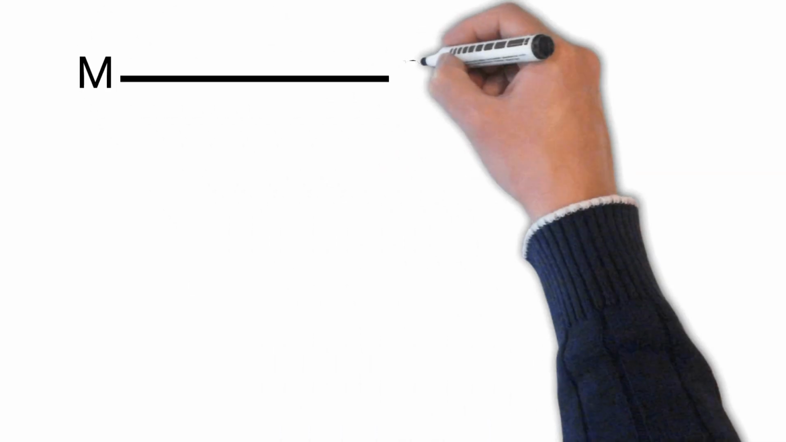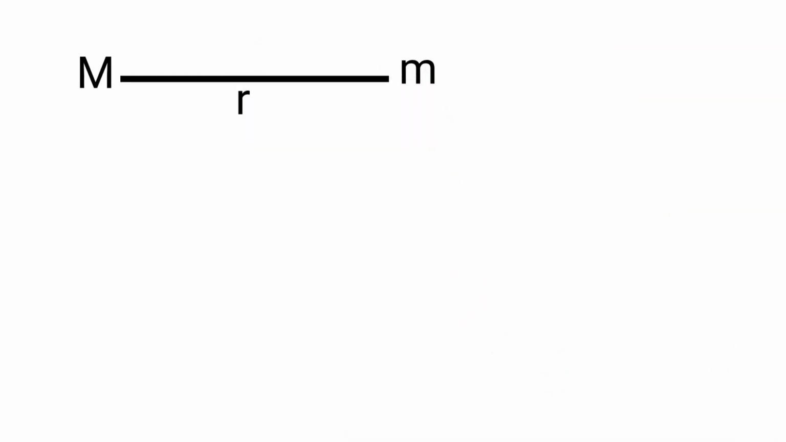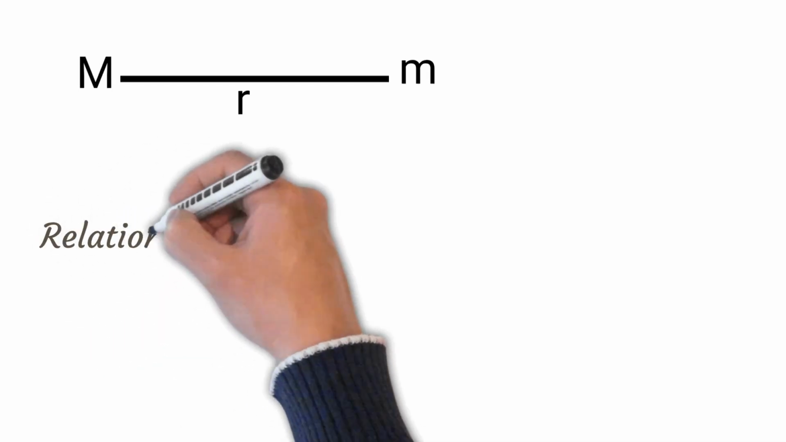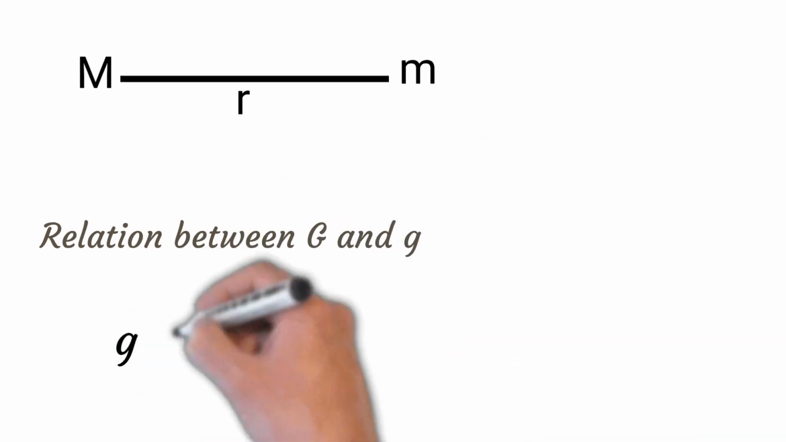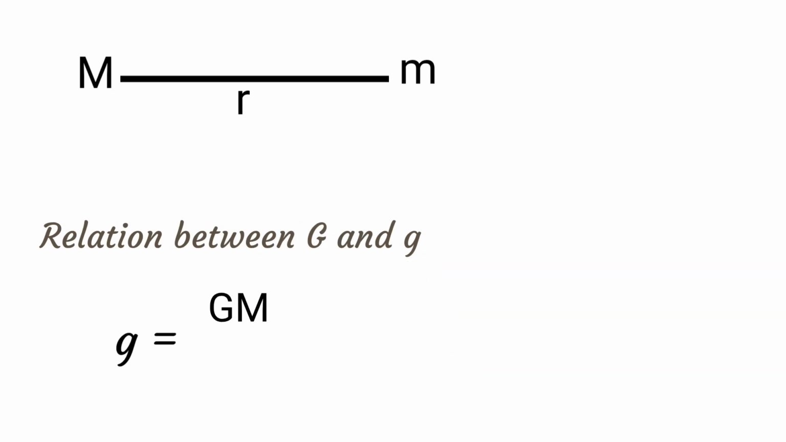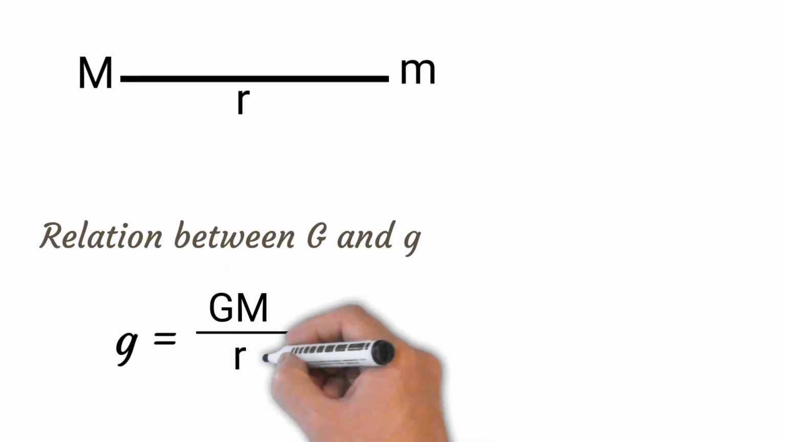Now, let's look at this small picture. The two masses separated by a distance r. So, the product of the masses and the square of their distance apart. Relation between the big G and the small g: the small g is equal to the big G times mass all over r squared. Note this formula.